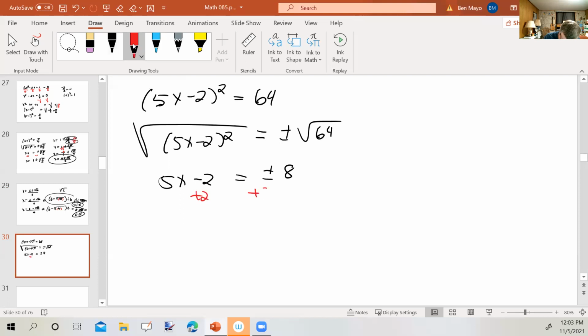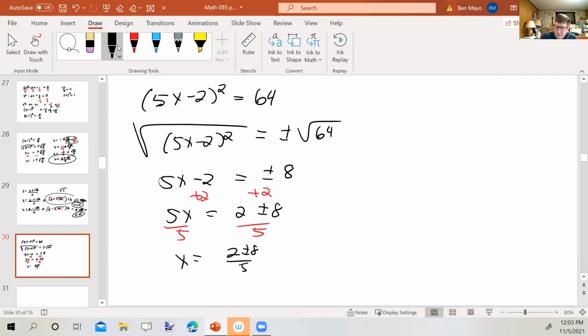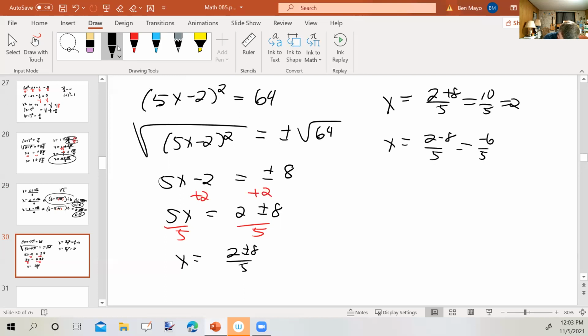Then we'll add 2 to both sides of the equation. 5x equals 2 plus or minus 8. Then we'll divide both sides of the equation by 5. X equals 2 plus or minus 8 all over 5. Because these have nice numbers, we can take it out further. 2 plus 8 over 5, which is 10 over 5, or 2. 2 minus 8 over 5, which is negative 6/5. So x is 2, x is negative 6/5.